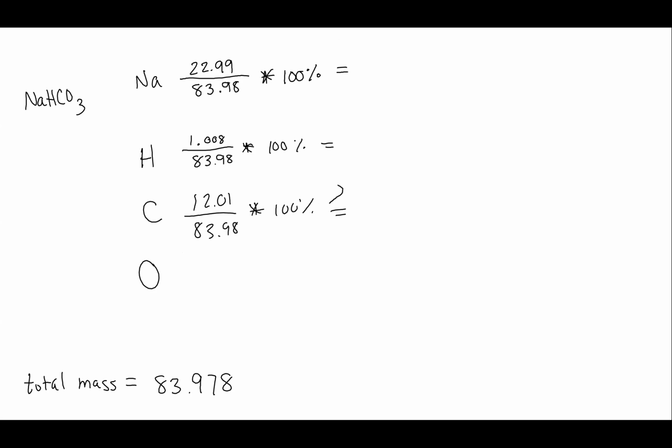And then oxygen, what mass do I put for oxygen? 16. Yeah, 16. Well, remember you guys, I have 3 moles of oxygen. So we need to multiply that 16 times 3. What is 16 times 3? 48. Okay. 48 divided by 83.98 and then times 100%. So can you guys get me those numbers, starting at sodium?